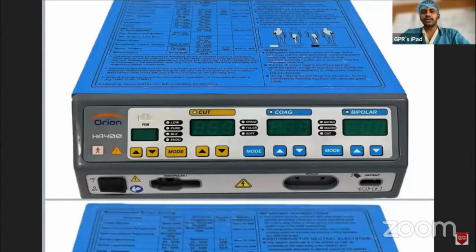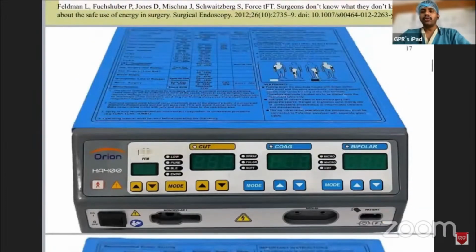You can see the different mode setups like low, pure, blended, and endo. Endo, I said, is 2 or 3. Blended is 1. Pure is pure current. Low is the low setting of the pure current. When it comes to coagulation, we have spray, fulguration, and soft mode. And last but not least, bipolar is either a micro or macro unit or a cauterization unit.